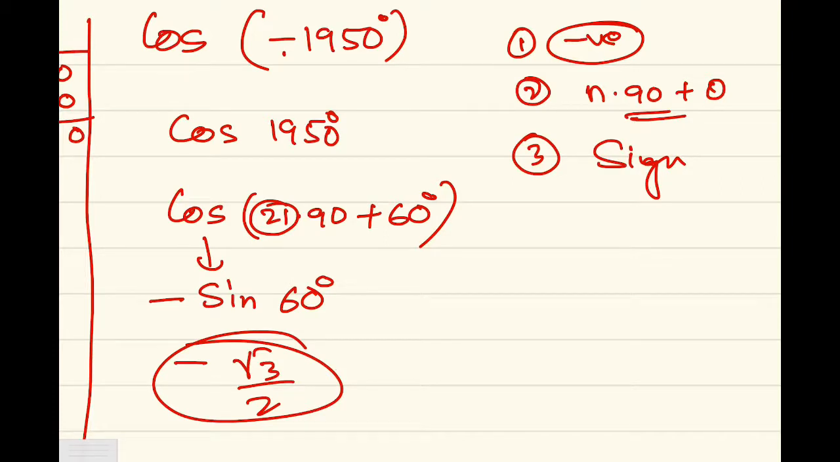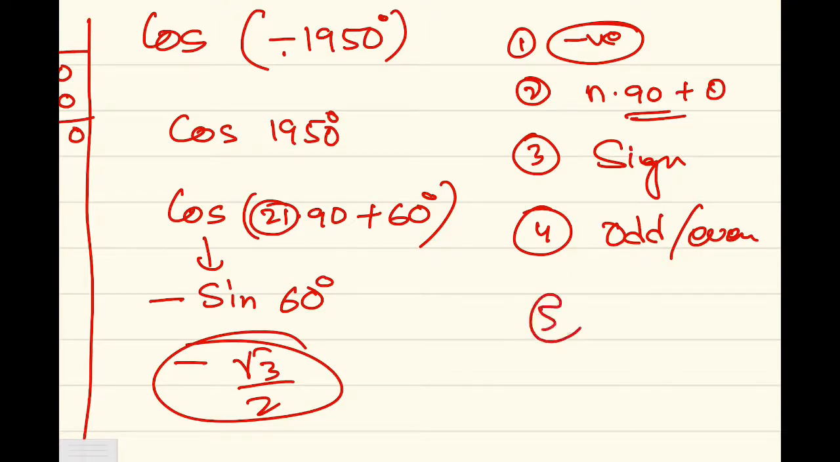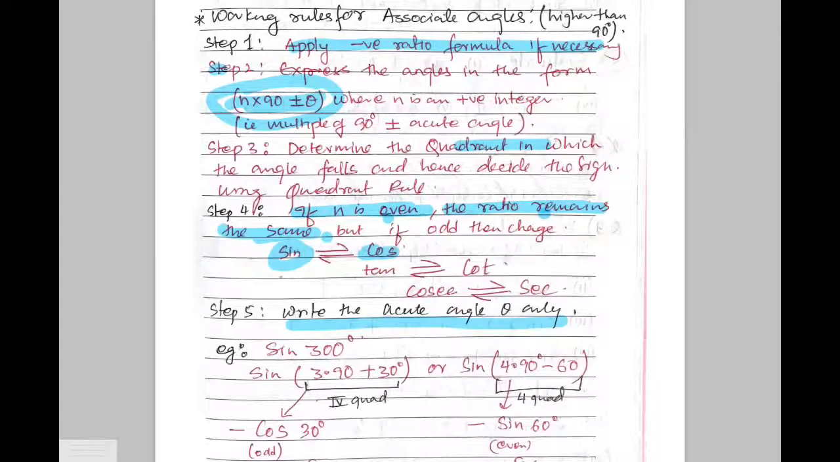Okay, if it is in the first quadrant all positive, second quadrant sine positive, etc. And fourth, check the odd-even rule. If it's odd, then sine changes to cos, cos changes to sine, cosec to sec, cot to tan, etc. If it's even, leave it as it is. And finally 5, write the acute angle only. If you follow this sequence properly as it is written here, you'll be able to find the trigonometric value of any angle now. Whether it be very, very high, maybe like 1100, 1200, 1300, or just greater than 90, 120, 150, etc.